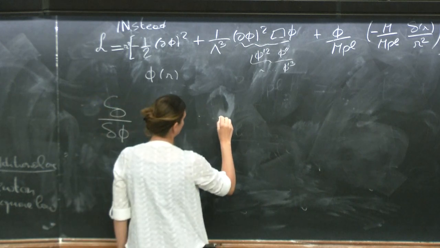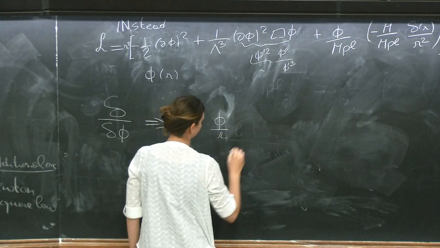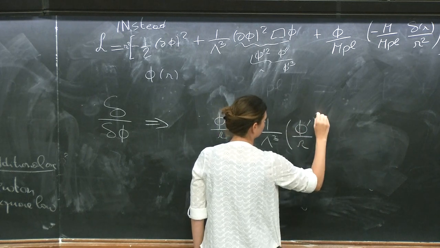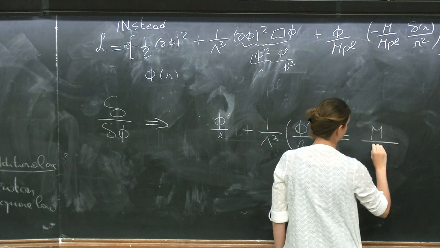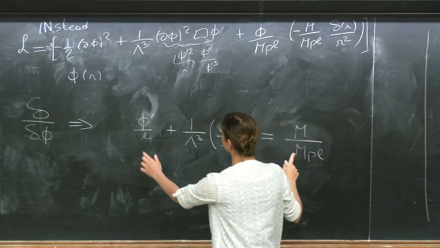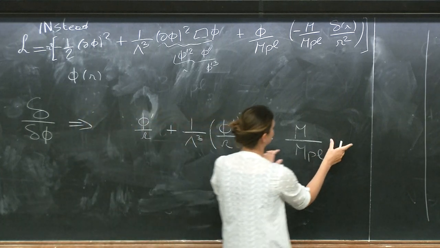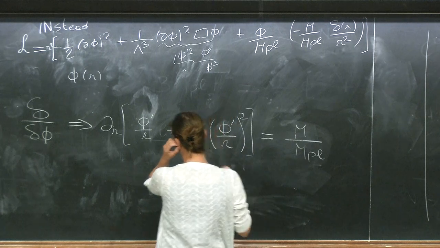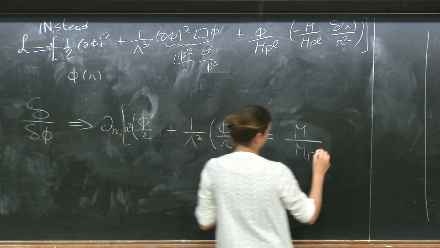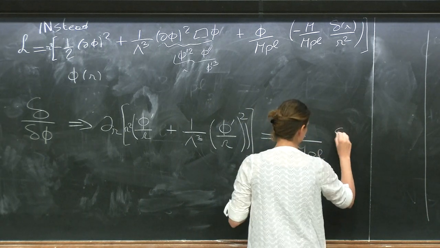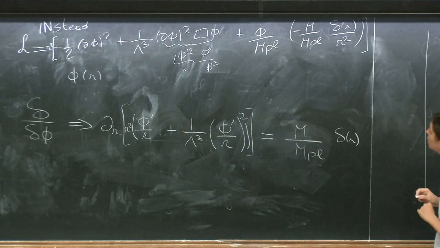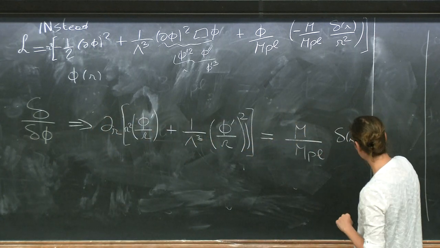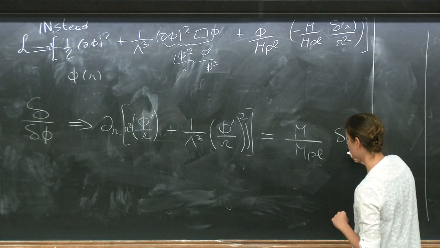And what you get is something that looks like phi prime over r plus 1 over lambda cube, phi prime over r squared, is equal to m over m Planck. In deriving this equation, there's a derivative with respect to r, and then there's a delta function. Let me write it. We'll have something like that. There's an r squared in here from the measure, and then there is a delta, delta r. I think there's an r cube even.